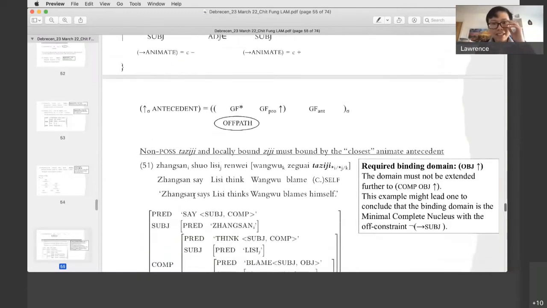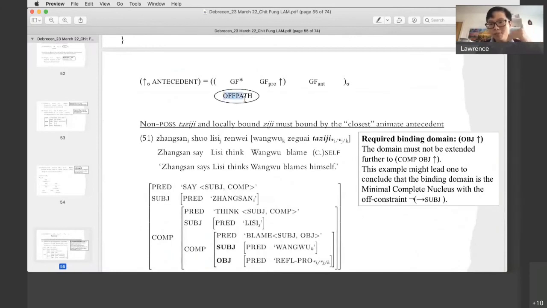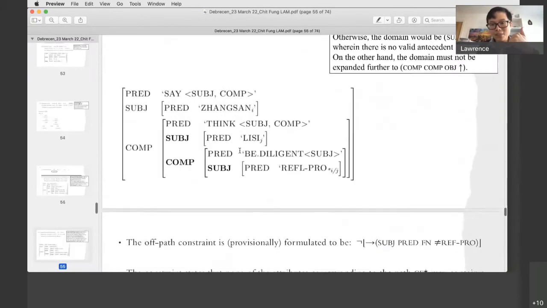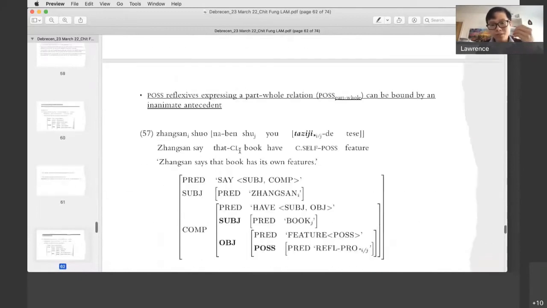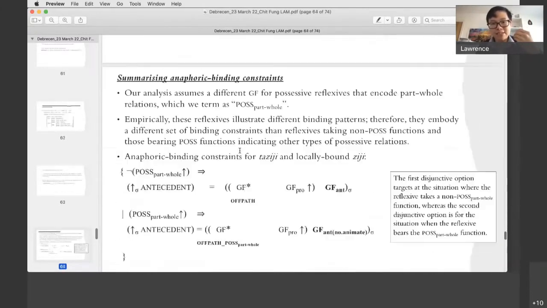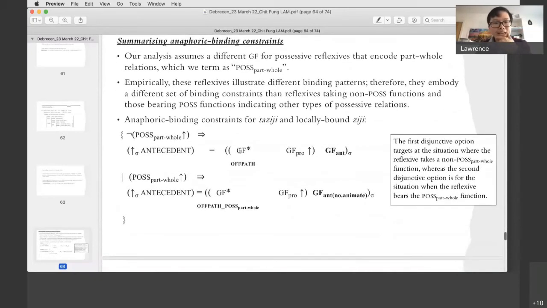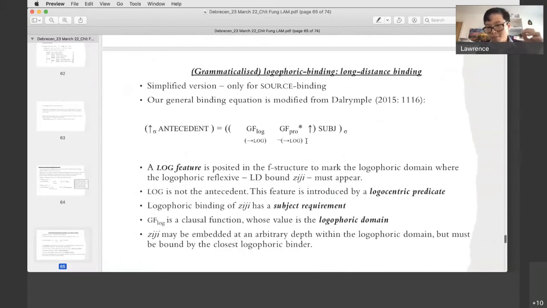I won't be talking about how to derive the off-path constraint because it involves lots of technicalities, so I will just skip this part, but I do want to give some general impression of how LFG does things. At the end, after first systematically arranging all the examples and then figuring out the mathematical relations, we arrive at a set of binding constraints for the anaphor. Then for logophor, we use a similar strategy but a different binding equation. This is the equation that Mary-Dalrymple proposed for logophoric binding.